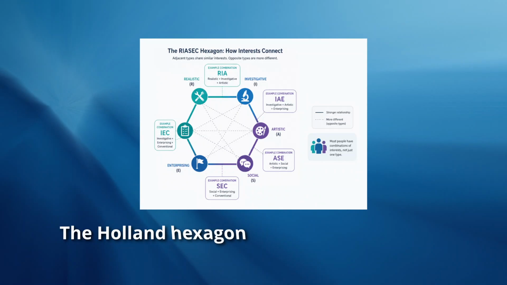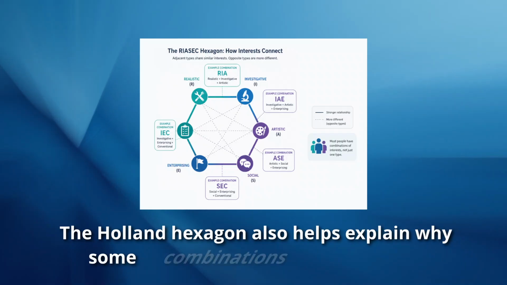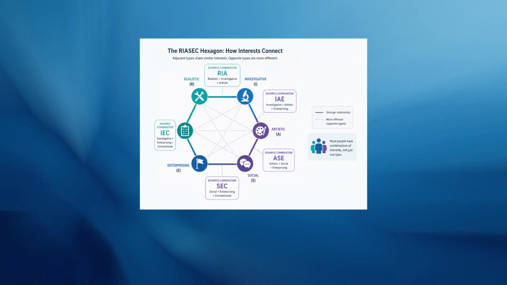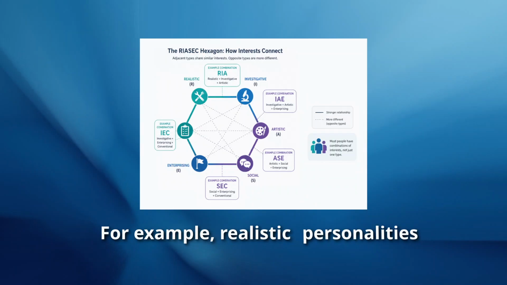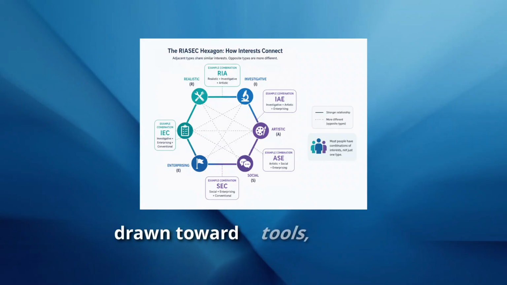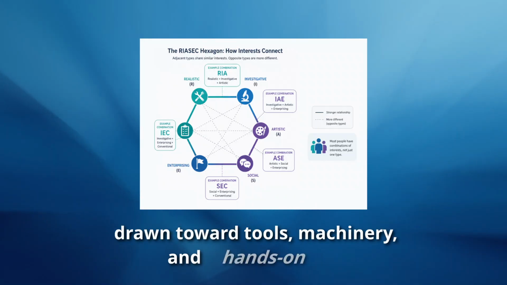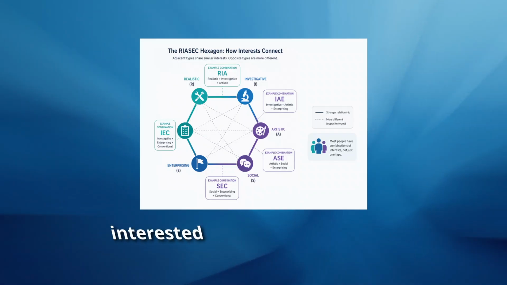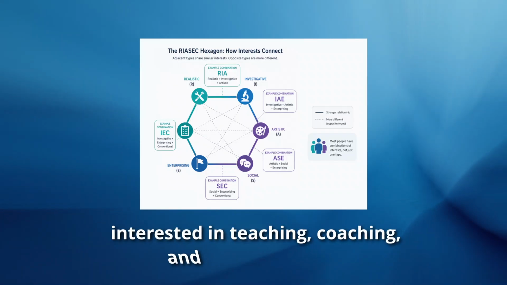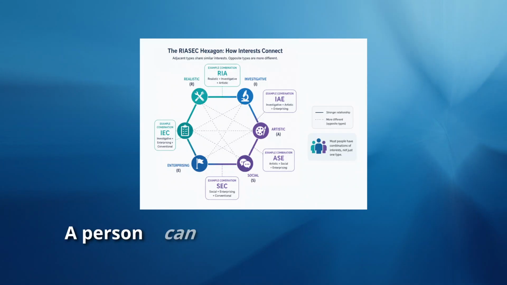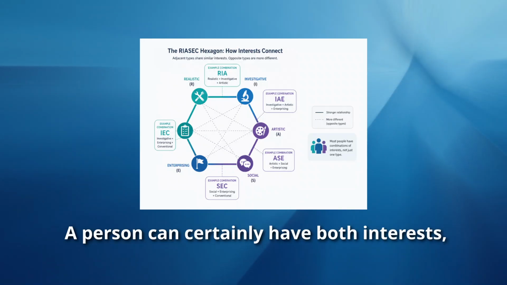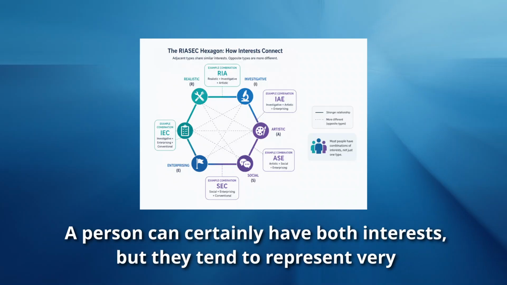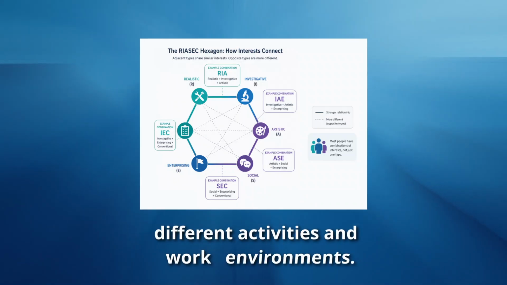The Holland Hexagon also helps explain why some combinations are less common. For example, realistic personalities are often drawn toward tools, machinery, and hands-on work. Social personalities are often more interested in teaching, coaching, and helping people. A person can certainly have both interests, but they tend to represent very different activities and work environments.